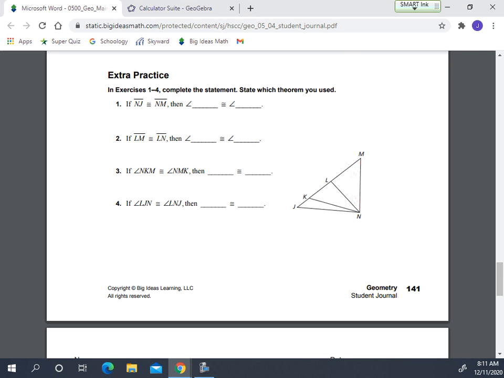Okay, number 3 looks a little different. It gives us angles instead of side lengths. So if NKM, remember K is in the middle, so that's our angle that we're going to work with. NKM, which is right here. How do I know that? Because I worked from N to K to M. So we talked about that angle. It's congruent to NMK. Well, if I start at N and go to M and then to K, I'm working with this angle.